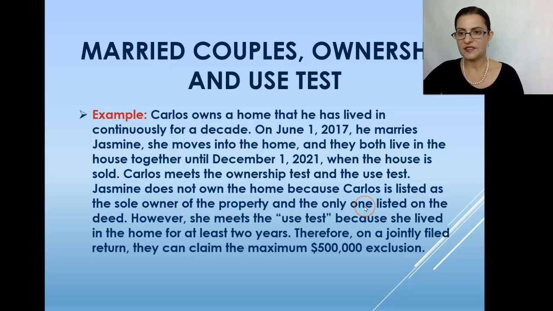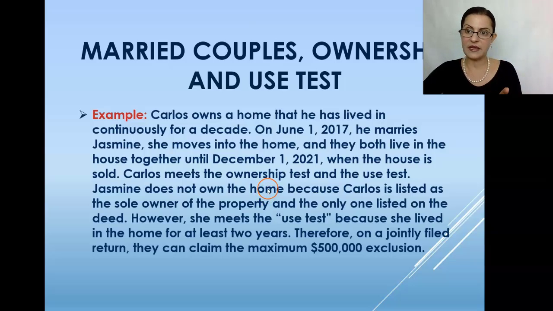So if they sell the house, then they can exclude up to $500,000 of gain, $500,000 of profit on the sale. Now, if Carlos and Jasmine had just been boyfriend and girlfriend, for example, if she had moved in with him, but she hadn't married him, then he would only be able to exclude $250,000 of the gain, and she wouldn't be able to exclude any of it because she was not an owner and she's not his wife if they were just boyfriend and girlfriend. But that's not what happens in this scenario.